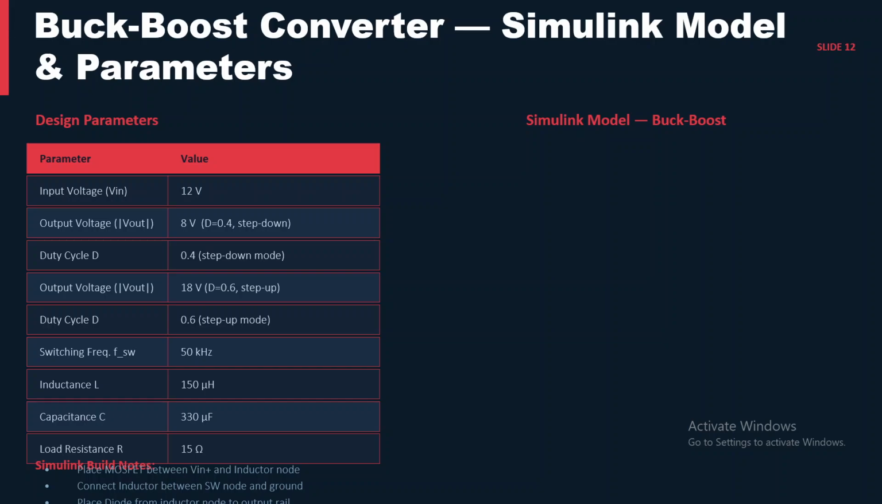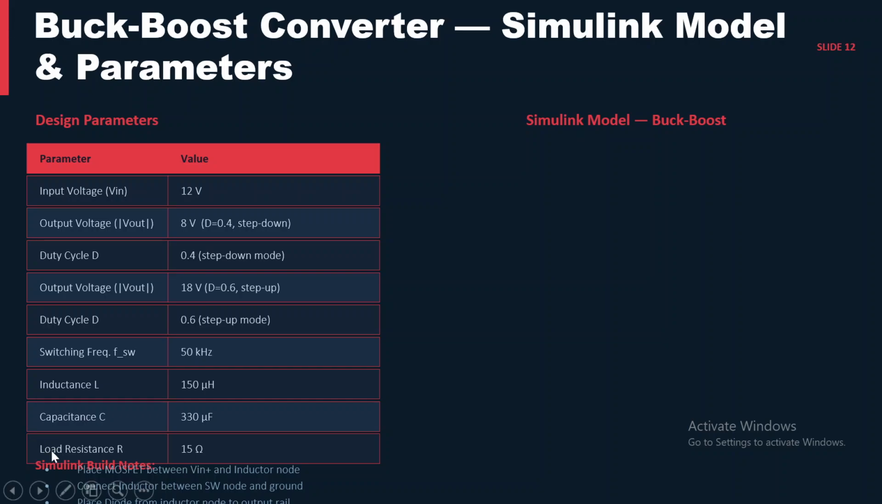Here we are giving 12 volts. For the 12 volts input voltage, the output voltage we are getting is 8 volts. 8 volts means it is reducing the input voltage. That means it is a buck converter. When the duty cycle is 0.4, it acts as a step down converter, and if you change the duty cycle to 0.6, which is greater than 0.5, then it acts as a step up, where the 12 volts is converted to 18 volts.